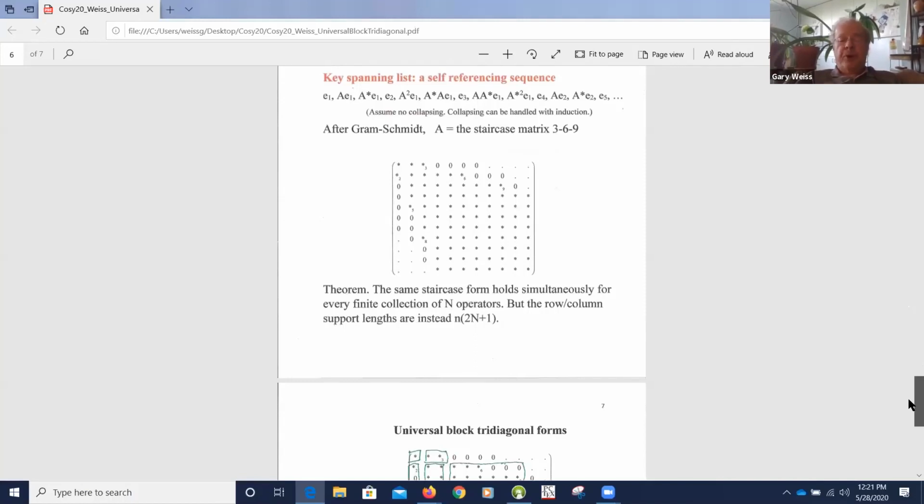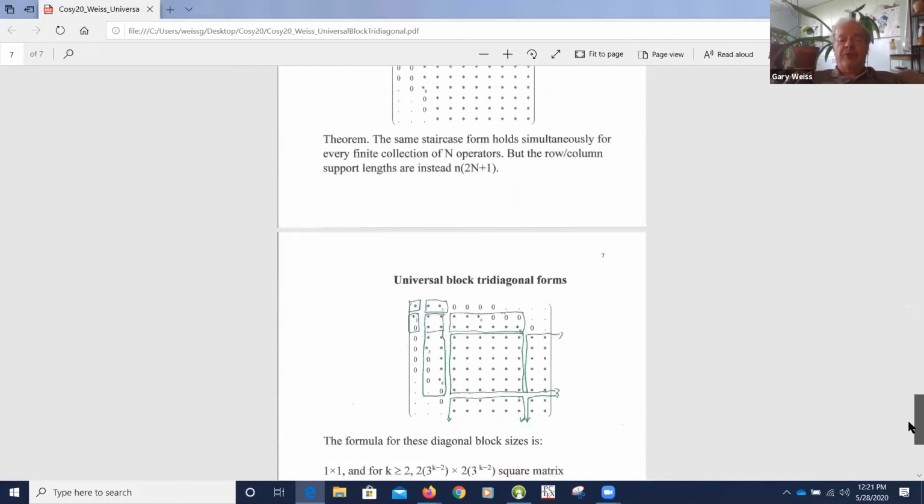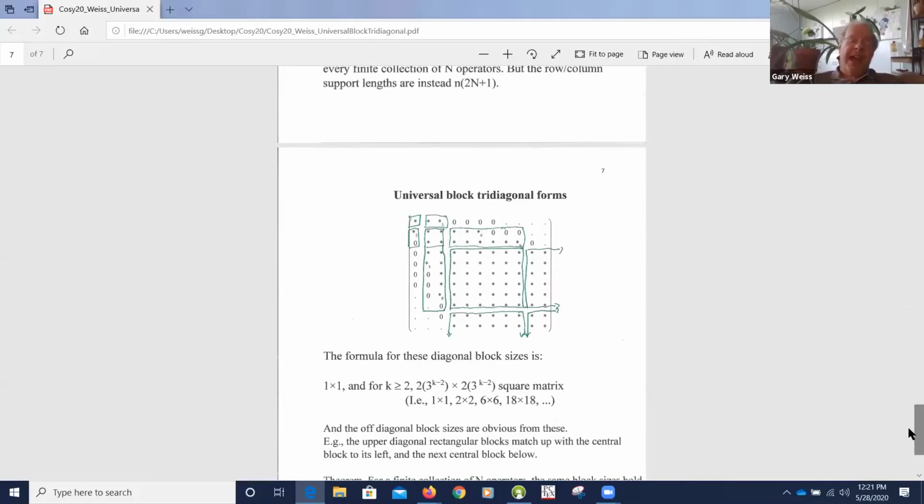And here's the proof for universal block tridiagonal forms. There's the proof. Now, you have to be careful, and you have to look at the sizes of the stairs and see what they are and prove inductively that these are the formulas. And so I've drawn them for you, and those are the stairs. Let's focus on this first guy, the 2-1 block. That's rectangular of size 2 by 3.